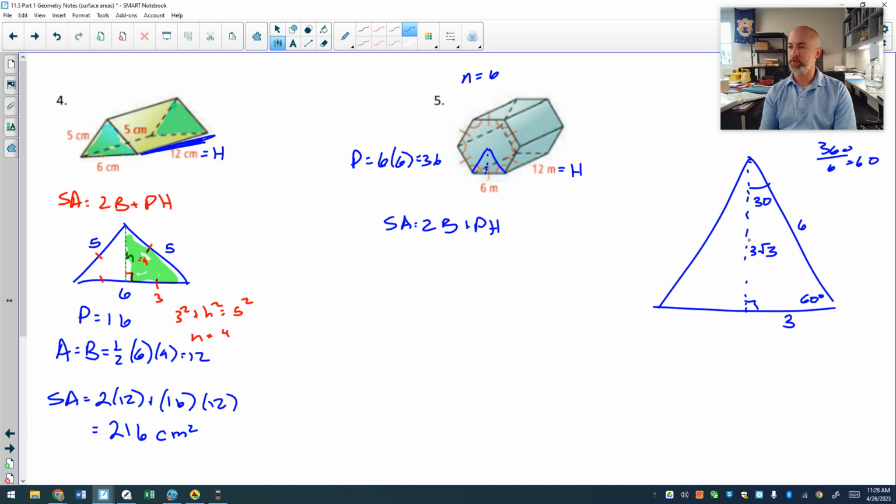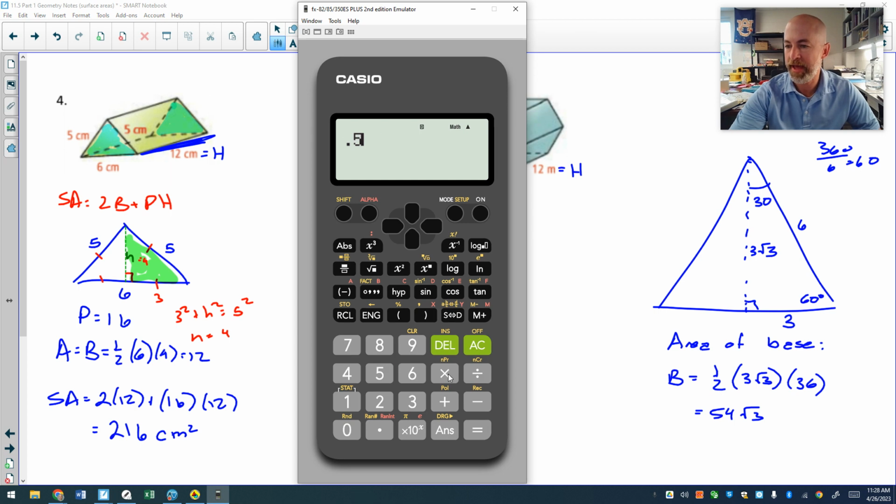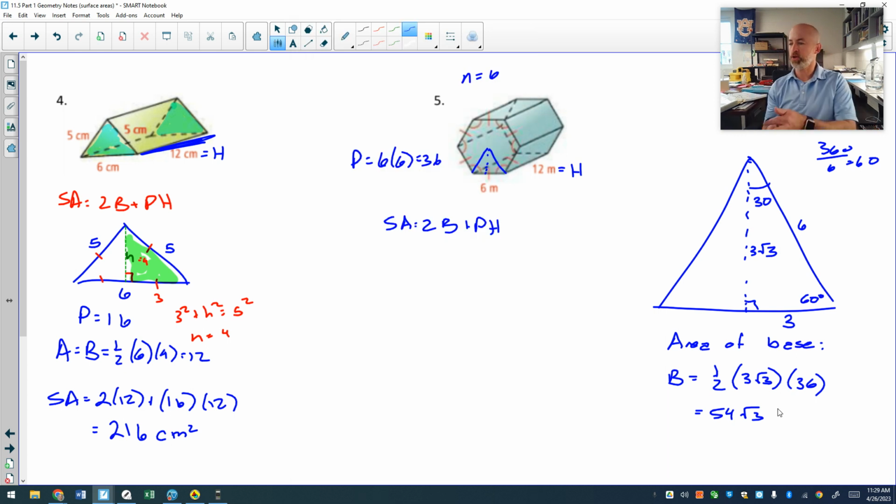And if that's the apothem, now I know the area of the entire base, not just this one triangle, would be b equals 1/2 the apothem, 3 square root of 3, times the perimeter of the base, which is 36. And I think that ends up being 54 times the square root of 3. And I'm ignoring the square root of 3. I'm doing half of 3 times 36. I'm going to double check that really quick. I feel really good about my answer. Half of 3 times 36 is indeed 54. So I do have the correct area of the base.